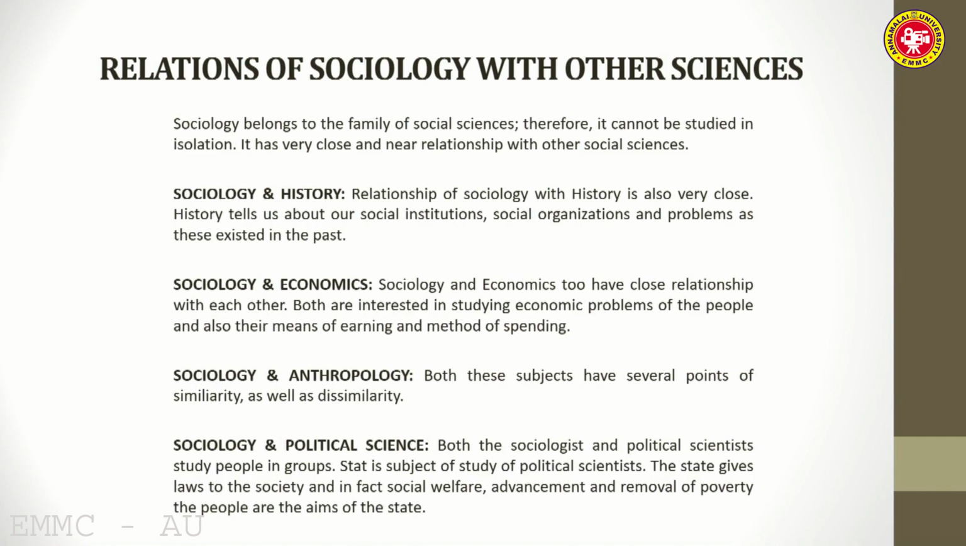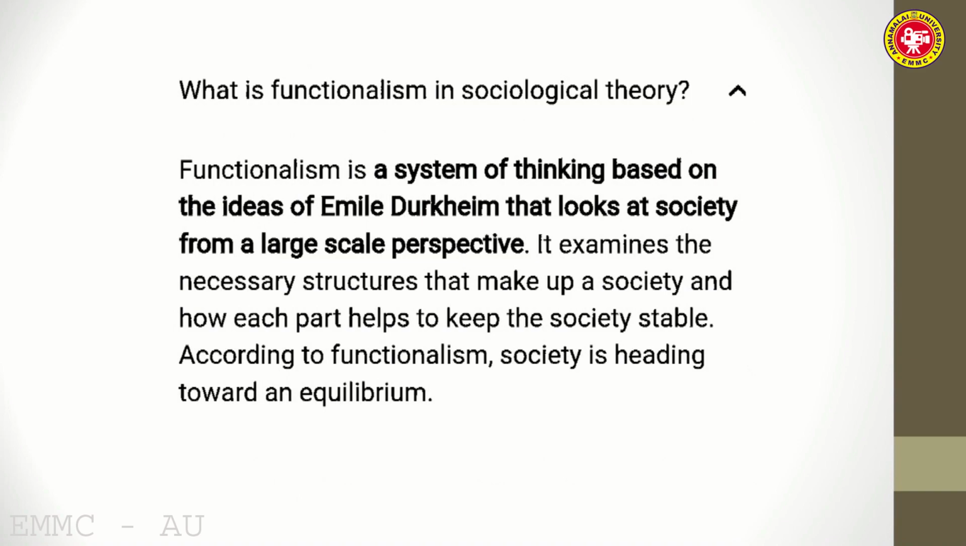Then an important point, the relations of sociology with other sciences. Sociology belongs to the family of social sciences. Sociology has a very close relationship with other social sciences. For example, sociology and history, sociology and economics, sociology and anthropology, sociology and political science. Then the theories of sociology, particularly functionalism in sociological theory.